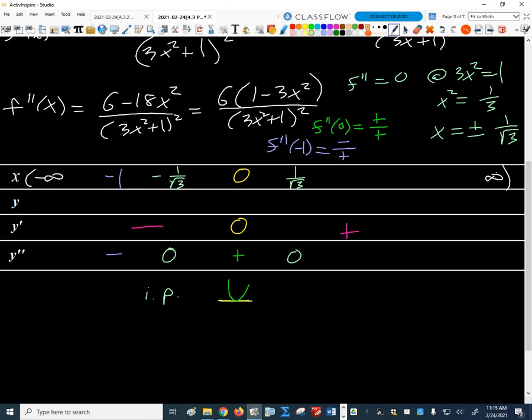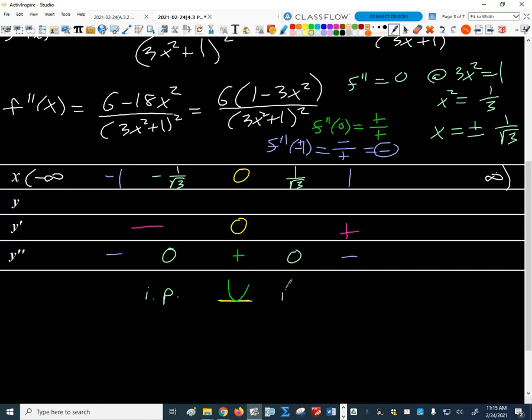Okay, and then same thing over here. We could just pick the point, how about x equals 1, and we're going to get the same result, right? I'll just do this. F double prime of plus or minus 1 is going to give us the same result. We're going to get negative over positive, which is negative.